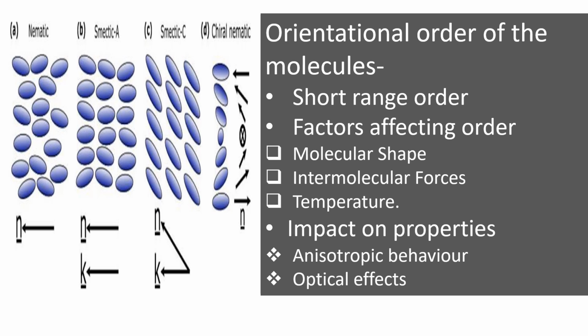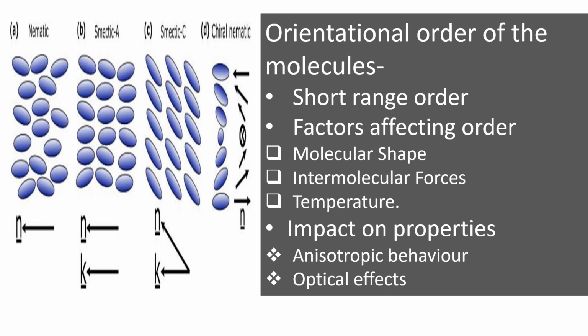So let us see the impact on properties. The short-range orientational order in smectic A materials still plays a significant role in their properties. So we can understand it by looking at the anisotropic behavior and the optical effects. It contributes to the anisotropic nature of smectic A materials, where properties like electrical conductivity and refractive index depend on the direction. The optical effects: the partial alignment can influence how light interacts with the material, impacting applications in liquid crystal displays.